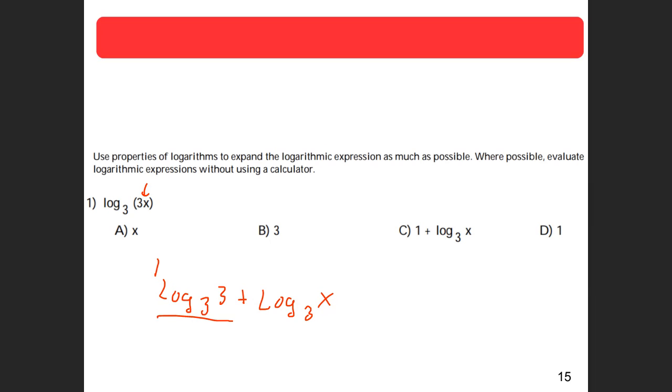Okay, now this, I know what that is. Log base 3 of 3 is just 1, because 3 to the first power is 3, plus log base 3 of x. Now, I can't do anything with this. There's no way I can simplify this down because I don't know what x is. So I'm just going to leave my answer as 1 plus log base 3 of x, which is letter C.